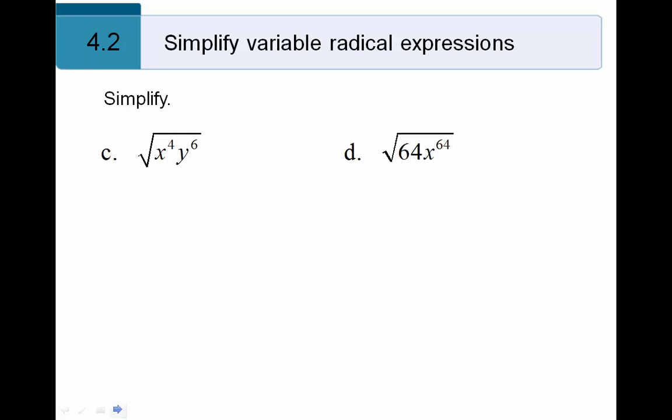To find the square root of x to the 4th y to the 6th, we divide each of these exponents by 2. So in this case, we will get x squared y to the 3rd. Notice the radical sign is removed. The square root of 64 is 8. The square root of x to the 64th is x to the 32nd. Okay, notice we took this 8 times 8 is 64. x to the 32nd multiplied by x to the 32nd is x to the 64th.